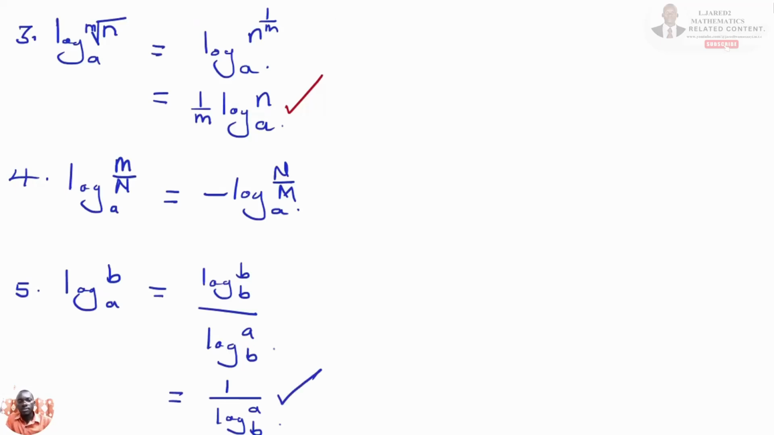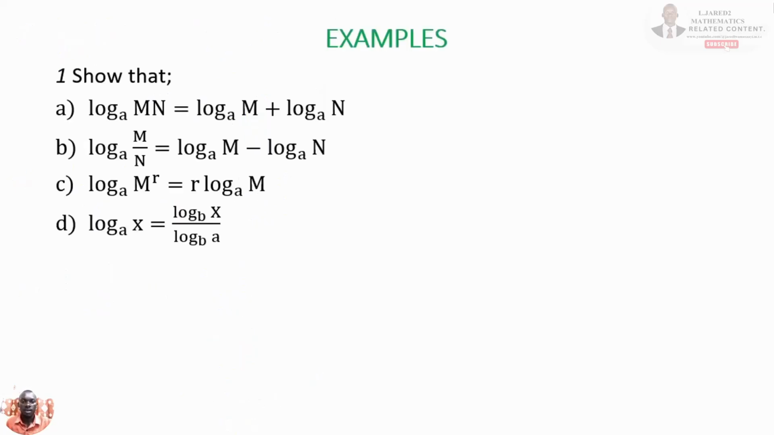Let's have examples. So examples, we have number 1. Show that, so we have part A, show that log of m n to base a equals the log of m base a plus log of n base a. So as you can see here, let's just straight away have the response.